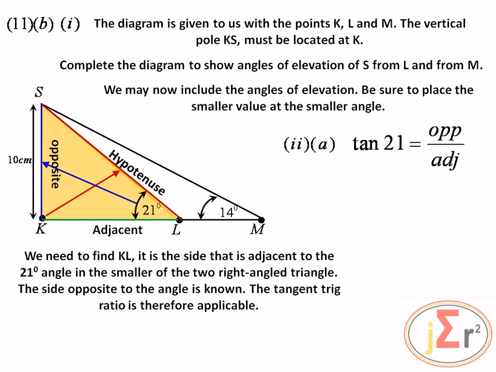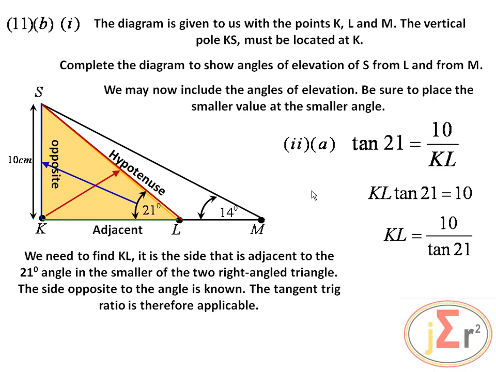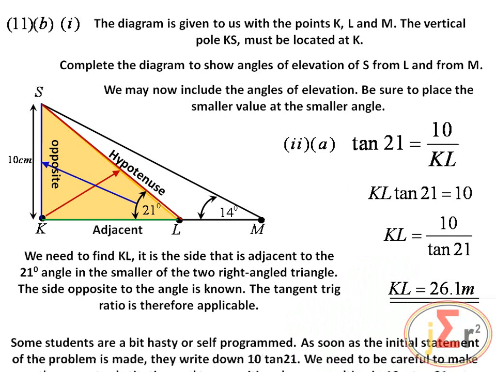So the tangent of 21 is opposite over adjacent. We do not know the adjacent, but we know the opposite to be 10. And as soon as the students see this, they write down KL is equal to 10 tan 21. But do not forget that we are dividing by KL here. We multiply by KL on the other side. Then, need to find KL. It is being multiplied by tan 21. Divide by tan 21 on the other side. So KL is actually equal to 10 over tan 21, which is equal to 26.1 meters.